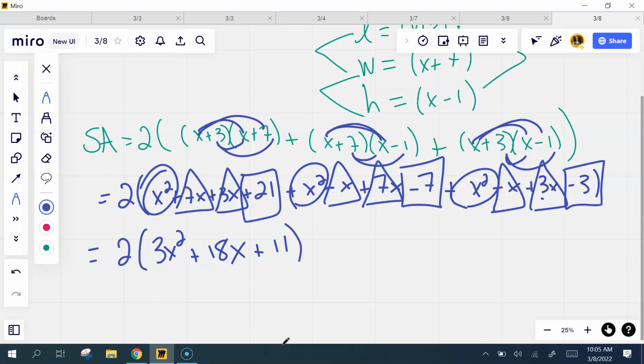Still have to bring that 2 through to everything. So 6x squared plus 36x plus 22. It was a whole lot of work for a simple little trinomial, wasn't it? That makes sense. Everybody see what we did?